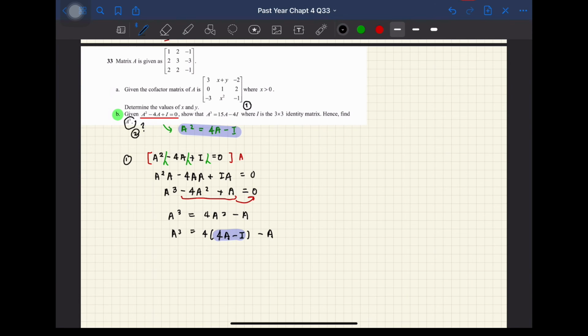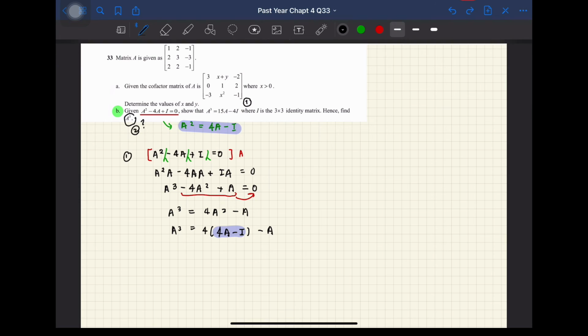So jom kita expand this one. A cube is still A cube, and then awak akan dapat 16A minus 4I minus A. Simplify further. We are going to have A cube equal to 16 minus 1 is 15, so 15A minus 4I. So proof shown. Okay, siap. Itu adalah first part. Alright, so let's move to the second part.